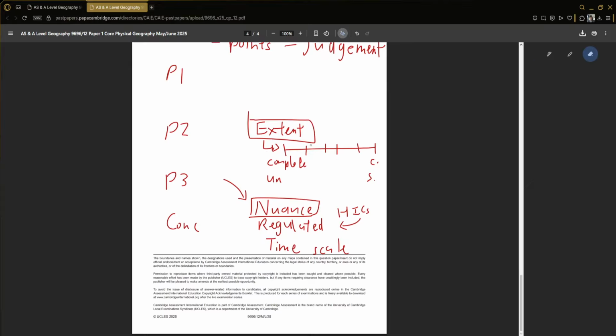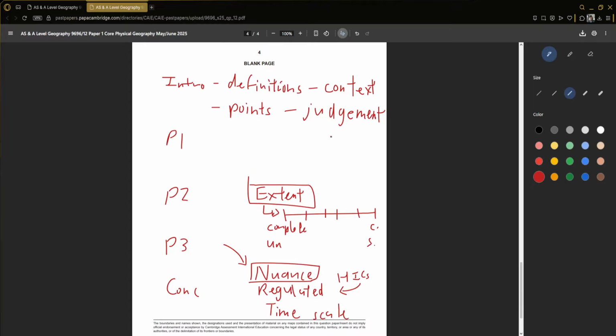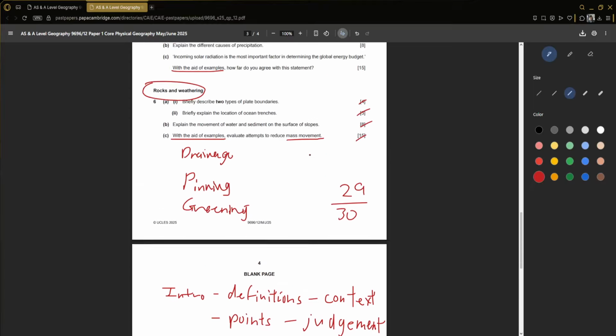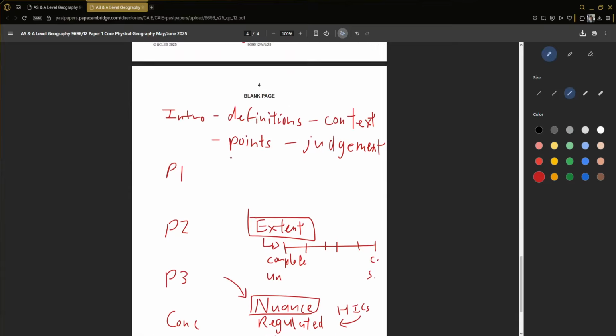Not even just for the exam. It's good for the exam. It's good for your own personal skill development as well. But after you come up with a judgment, so for example, attempts to reduce mass movements have been moderately unsuccessful, you then need to add in your thesis statement.